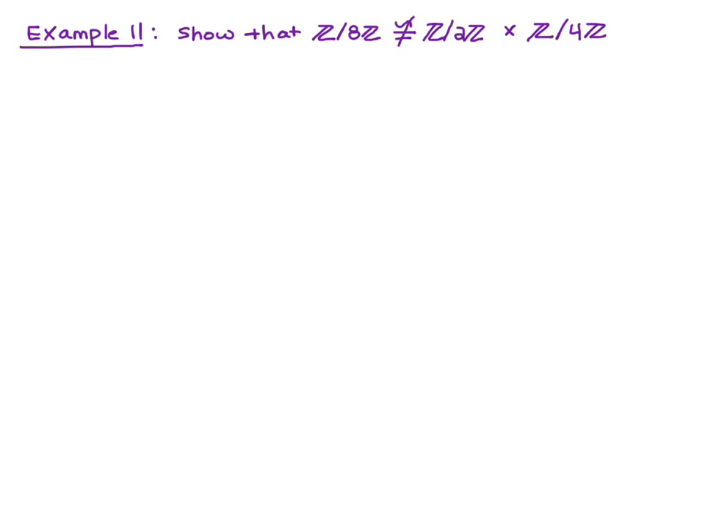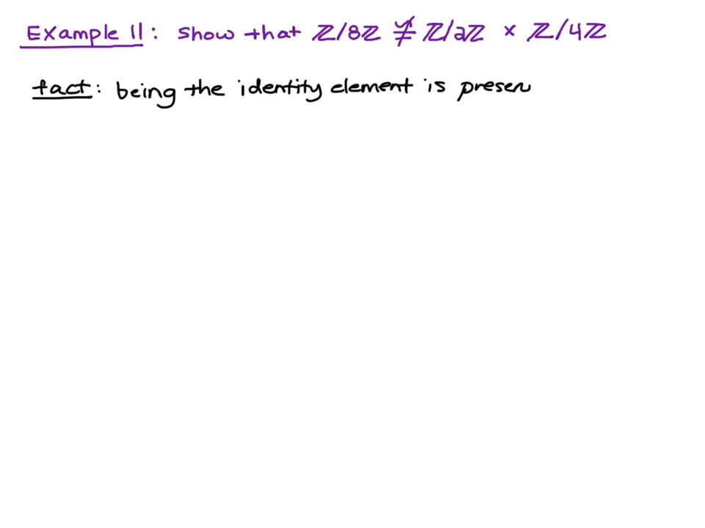Here, we're going to use the idea of properties being preserved by isomorphisms to show that the integers mod 8 is not isomorphic to the direct product of Z mod 2Z and Z mod 4Z. And so what we're going to do is use the fact, and I'll write it down, that being the identity elements is preserved under isomorphism.